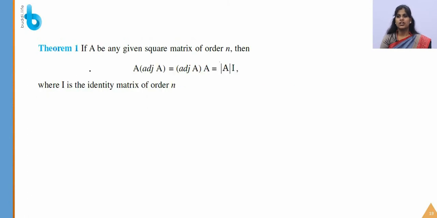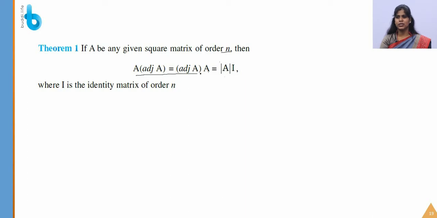In adjoint we have an important theorem. If A is any given square matrix of order n, then A into adjoint of A equals adjoint of A into A, which is equal to determinant of A into I, where I is the identity matrix of order n.